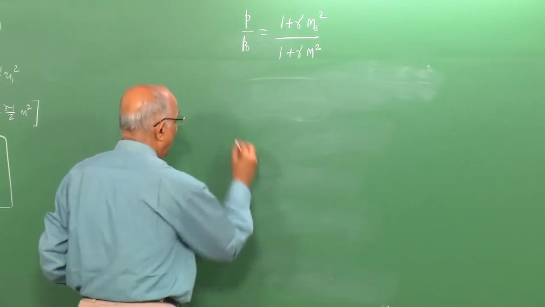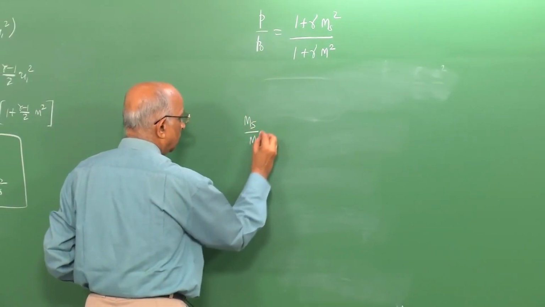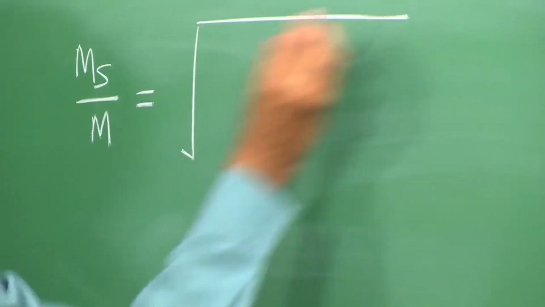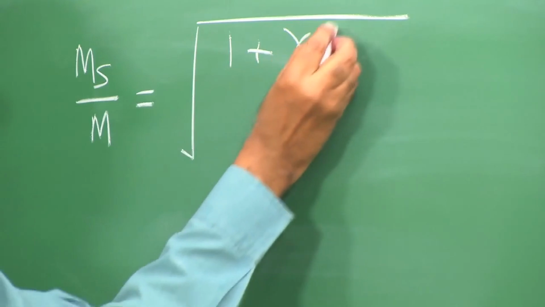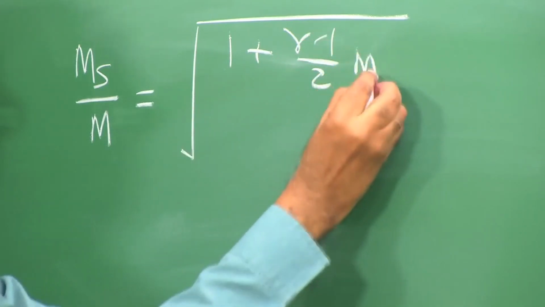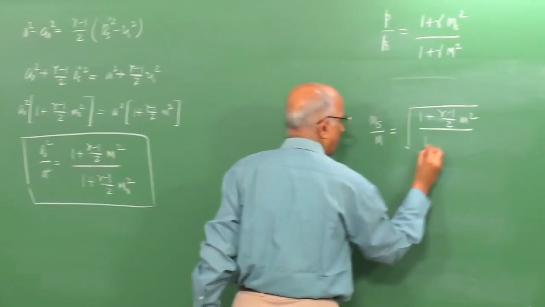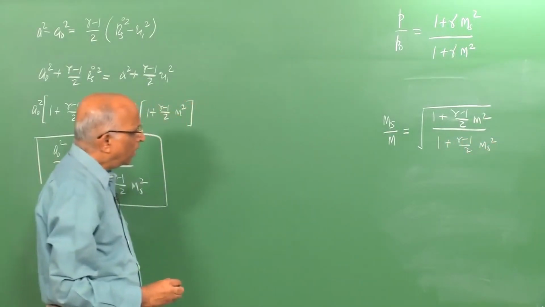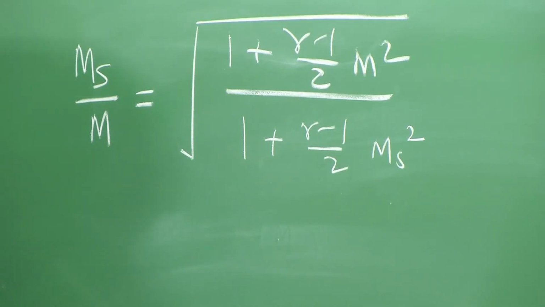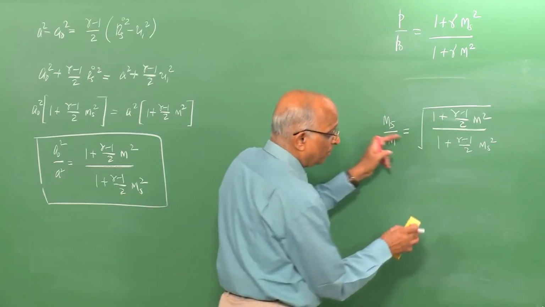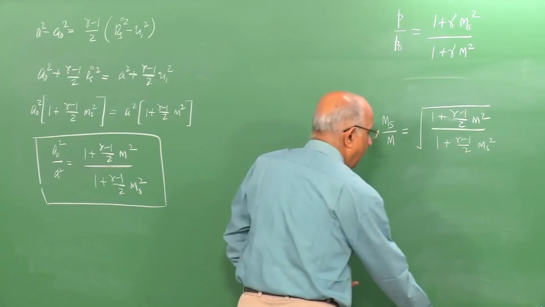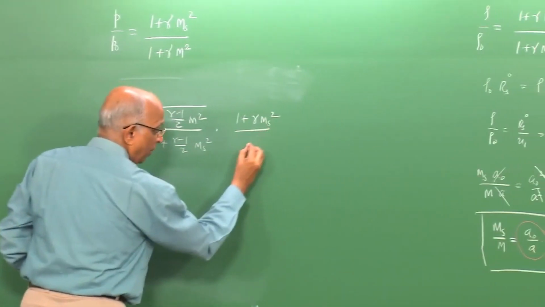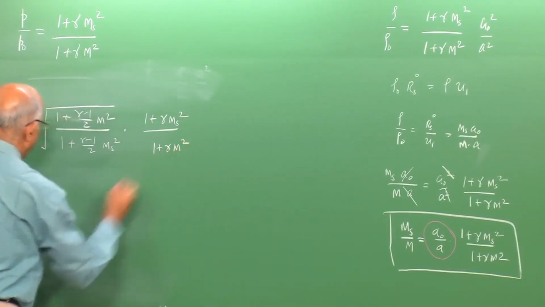I get the value Ms by M is equal to a0 by a, which is equal to the square root of (1 plus (gamma minus 1) by 2 into M squared) divided by (1 plus (gamma minus 1) by 2 into Ms squared). Now, this was not Ms by M, this was equal to the value of a0 by a. Therefore, Ms by M, I substitute, is equal to a0 by a into the value of (1 plus gamma Ms squared) divided by (1 plus gamma M squared) over here.